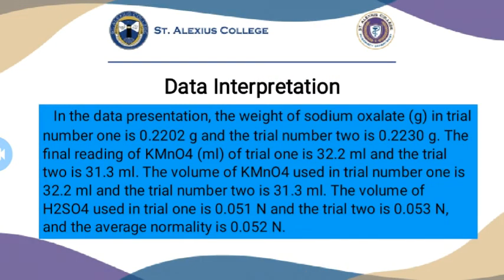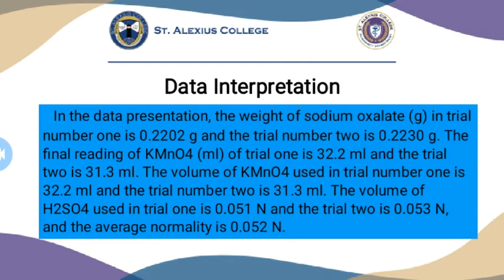Data interpretation. In the data presentation, the weight of sodium oxalate in grams in trial number 1 is 0.2202 grams and trial number 2 is 0.2230 grams. The final reading of potassium permanganate in milliliters of trial number 1 is 32.2 milliliters and trial number 2 is 31.3 milliliters. The volume of potassium permanganate used in trial number 1 is 32.2 milliliters and trial number 2 is 31.3 milliliters.